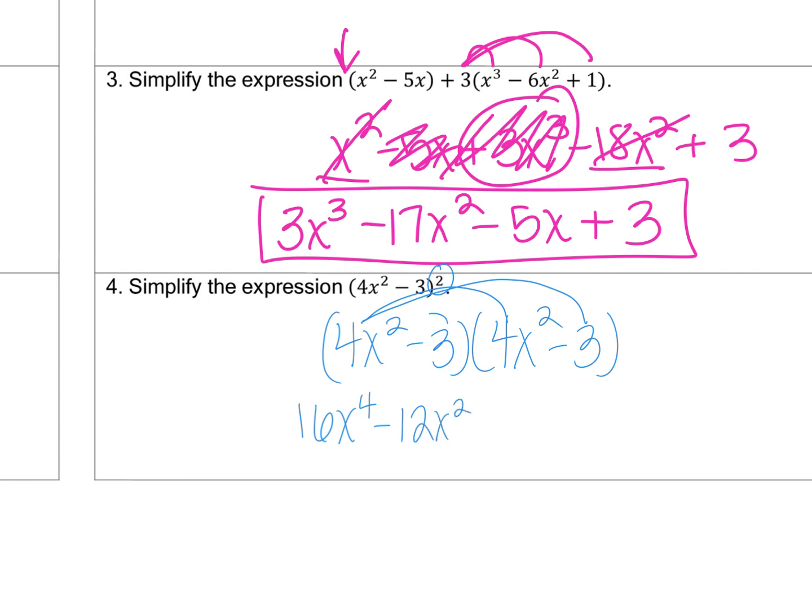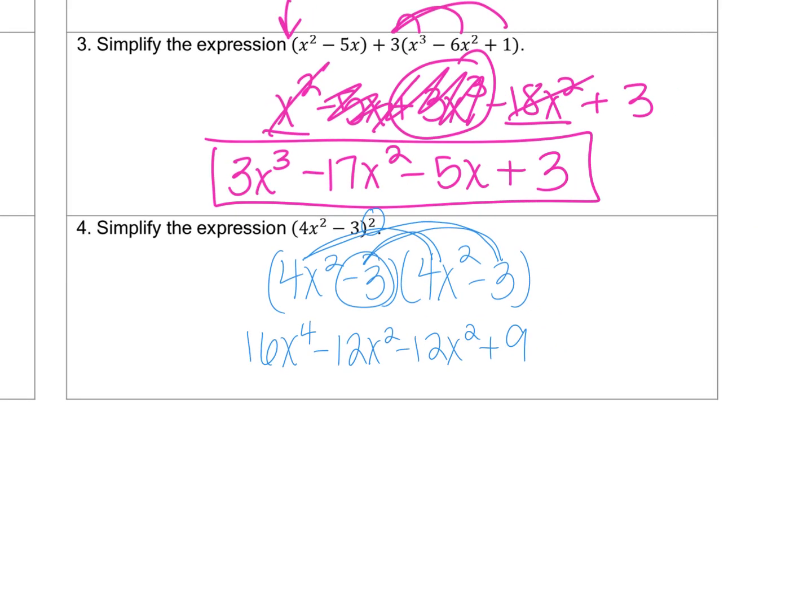Then go to the negative 3. Negative 3 times 4x squared is a negative 12x squared. And negative 3 times a negative 3 is a positive 9. So really it was called FOIL. Really you were using FOIL since you were multiplying a binomial times a binomial, but it's very similar to what we had on example 3 up at the top.